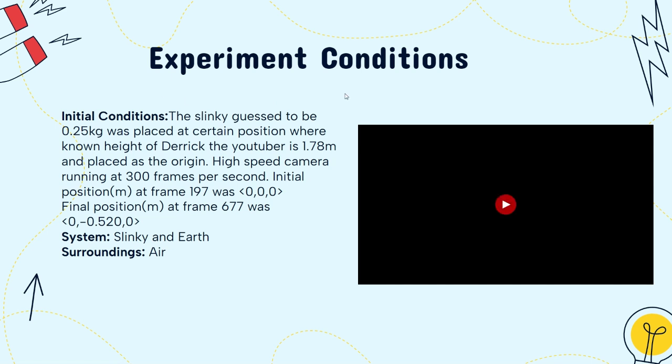Initial conditions. The Slinky was guessed to be 0.25 kilograms and placed at a certain position where the known height of Derek was 1.78 meters, and the origin of our axis was placed at the bottom of the Slinky. The high-speed camera was running at 300 frames per second. Its initial position was at frame 197, which was 0, 0, 0, and the final position at frame 677 was negative 0.520 meters. The system is the Slinky linking with the Earth for gravity, and the surroundings was the air, which we eventually calculated for force of drag.